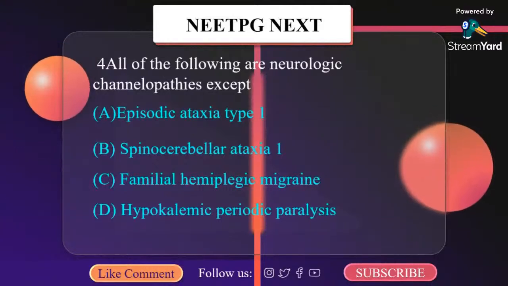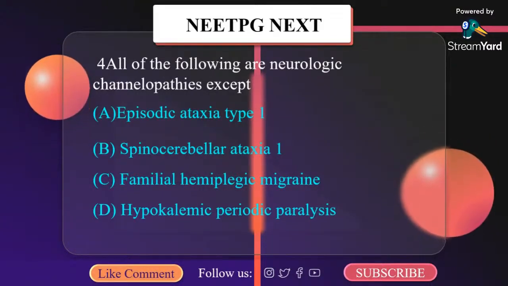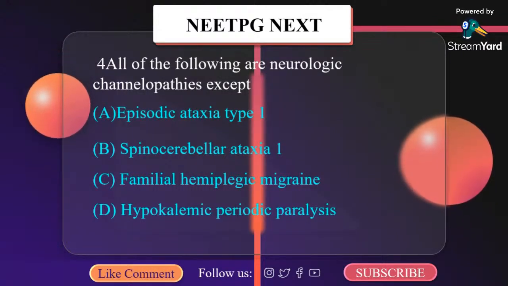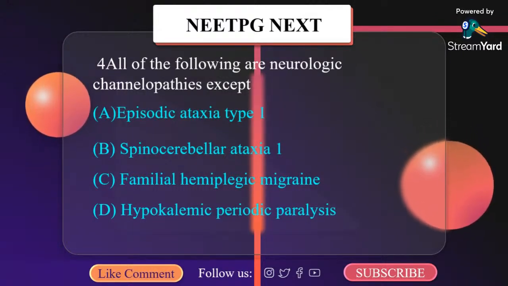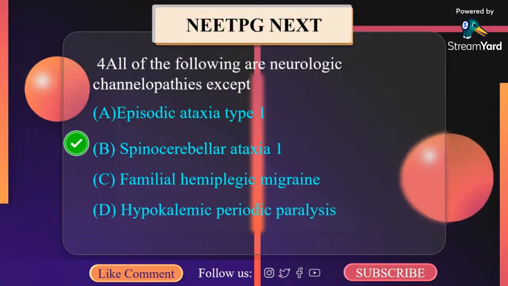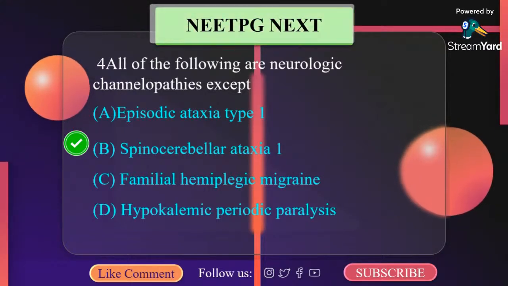All of the following are neurological channelopathies except: A. Episodic ataxia type 1. B. Spinocerebellar ataxia type 1. C. Familial hemiplegic migraine. D. Hypokalemic periodic paralysis. The correct option here is B. Spinocerebellar ataxia type 1 is not a neurological channelopathy.